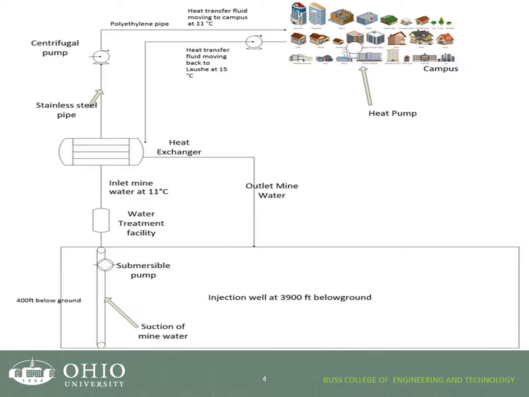The water then leaves the mine at a temperature of 11 degrees Celsius, where it is treated using reverse osmosis, since the mine water may contain high total dissolved solids, making it acidic. Thus, this removes these impurities and raises the pH of the water. Heat exchangers located at the Lausche plant will cool a heat transfer fluid which cools the buildings on campus during the summer. After cooling, the water then returns to the Lausche energy plant and is eventually pumped back into the injection well at 15 degrees Celsius.